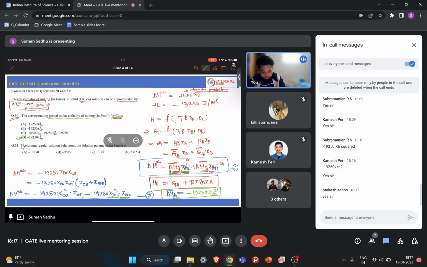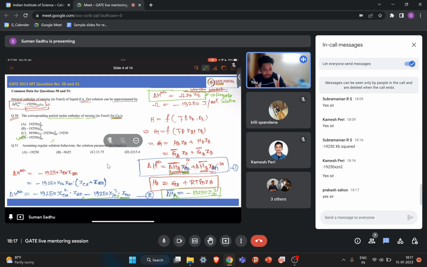So assuming the regular solution behavior, the solution parameter. As I derived the equations for the delta H mix for regular solution, we have seen that delta H mix for regular solution is omega into x into xp, right? So this is for regular solution. If it is mentioned that ideal solution or subregular solution, then you cannot assume this type of equation. For ideal anyway, delta H mix is 0, but another type of solution is there, that is subregular solution. I will also explain that a little bit.